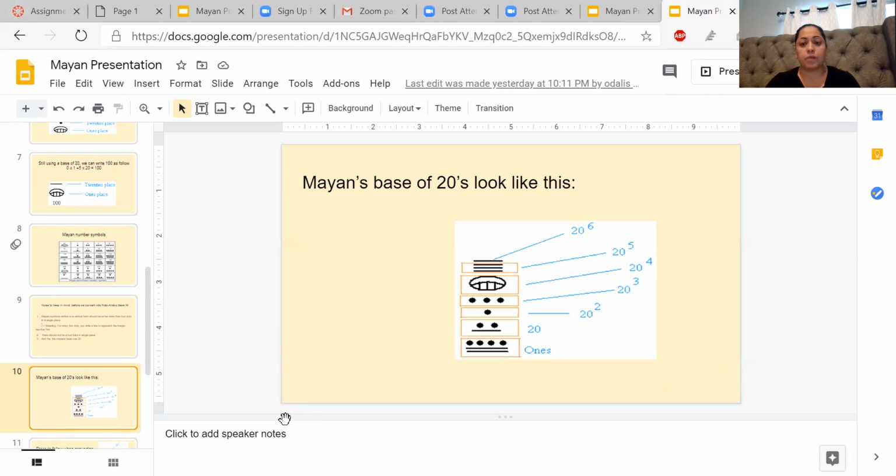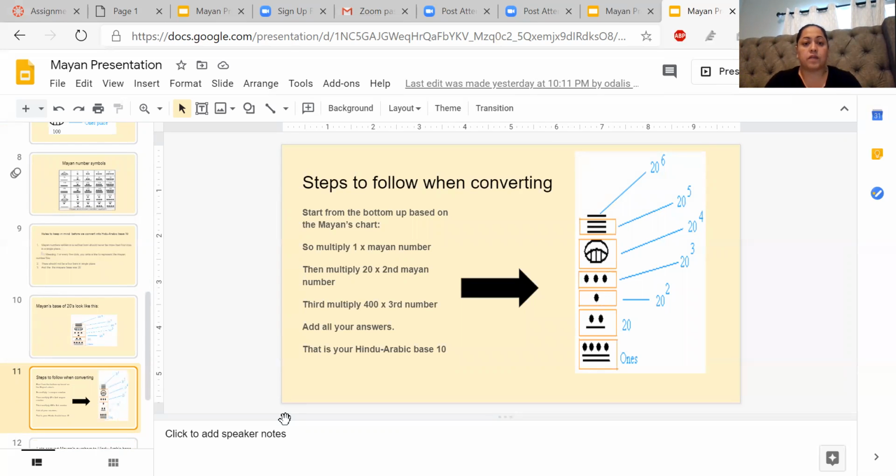And so the Mayan base number looks like this. We have the number 1, and then 20, and if you multiply the 20 by 2, that'll be 40, and so on all the way up. But we're going to represent in this chart the steps to follow when converting it. We'll start from the bottom base, all the way up at least 3 numbers.